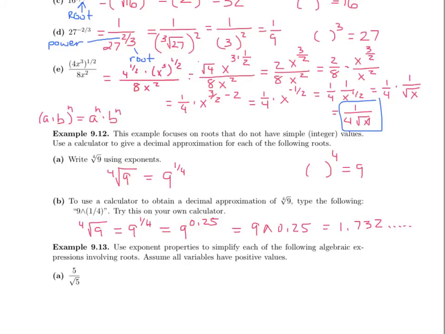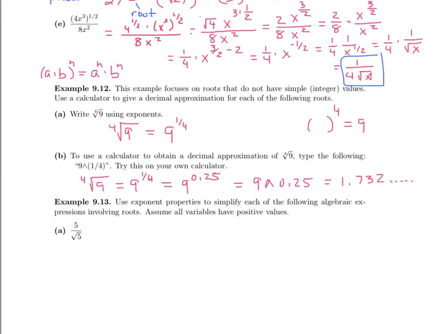Now let's go ahead and look at example 9.13. Use exponent properties to simplify each of the following algebraic expressions that involve roots. Assume all variables have positive values. So in this example, every part is going to involve a root, and your goal is to simplify that root using the exponent properties you've learned. Let's start with part A.